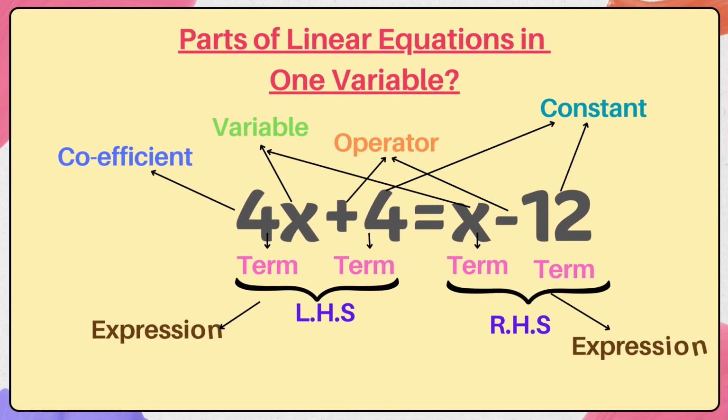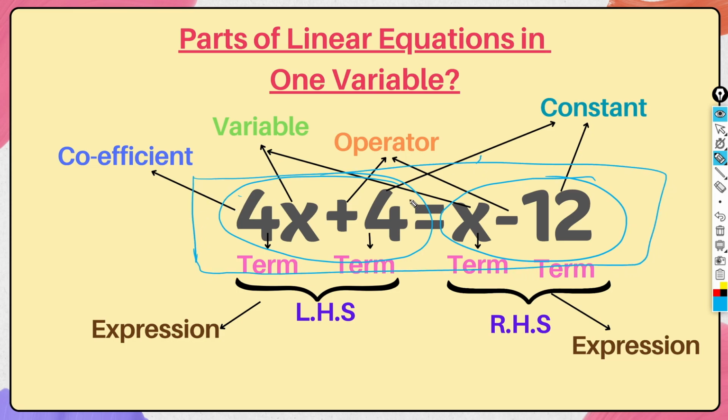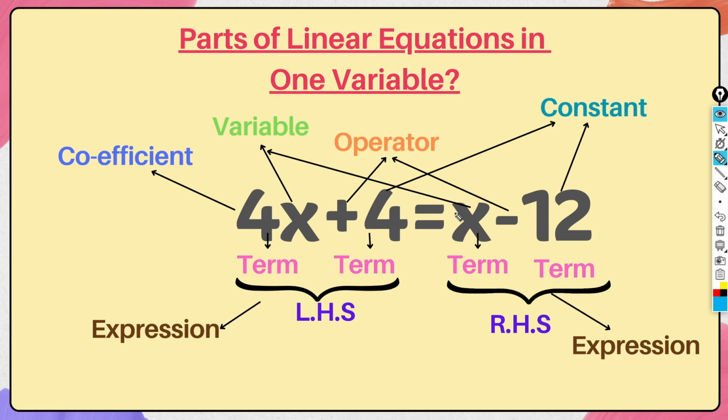Now let us see what the parts of a linear equation in one variable are. We know that this is an expression. This is also an expression. If both expressions are combined with an equal sign, then the whole is called an algebraic equation. So 4x plus 4 is equal to x minus 12 is an equation, whereas 4x plus 4 is an expression, and x minus 12 is also an expression. The left hand side of the equality is called LHS, that is left hand side. And the right hand side of the equal sign is called RHS, that is right hand side.